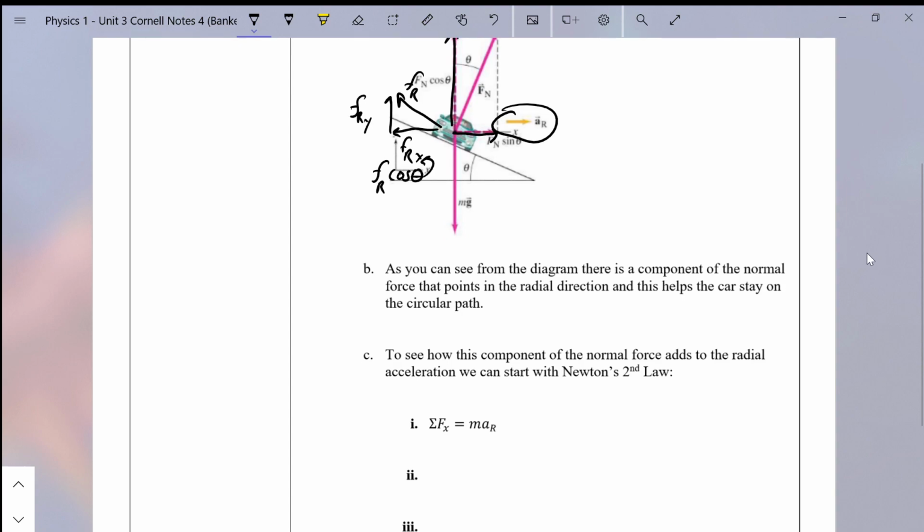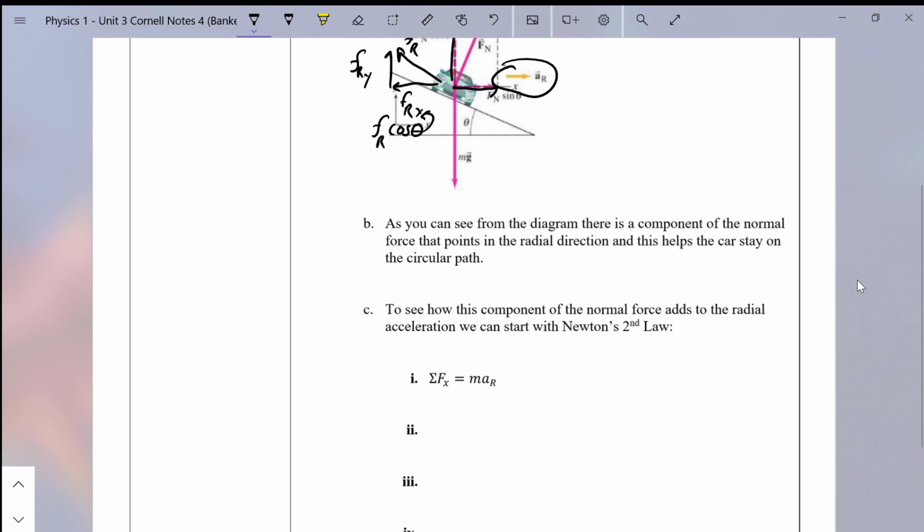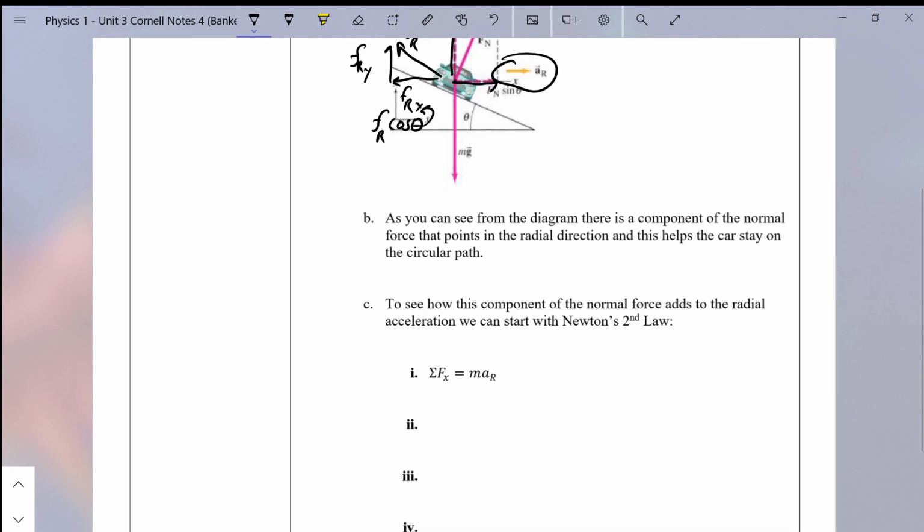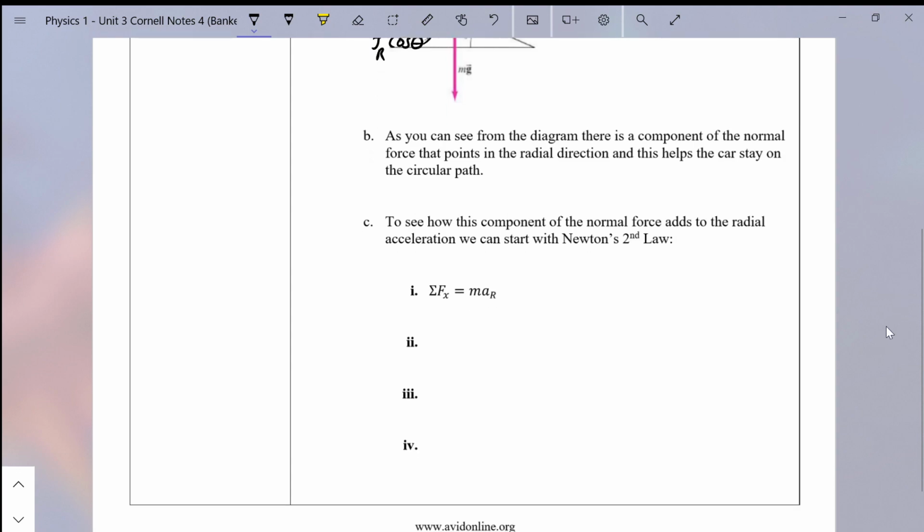As you can see from that diagram, there's that component of the normal force that points in the radial direction. It helps us on that circular path. Let's see how this works out. We should probably start off by using our second law. Sum of the forces in the x direction equals m a sub r. And that turns out to be just our normal force in the x direction, plus maybe a friction force, is equal to m a sub r.